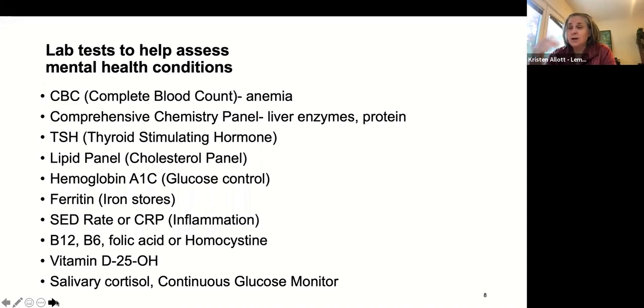Certainly it's screening out a whole host of chronic diseases that I'm not going to go into, but minimally it's looking for overt anemia, which is overt iron deficiency, B vitamin deficiencies like folate and B12, B6, and protein. And most physicians will do a CBC with depression and anxiety.